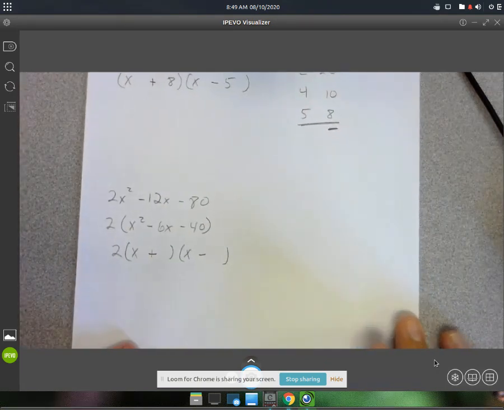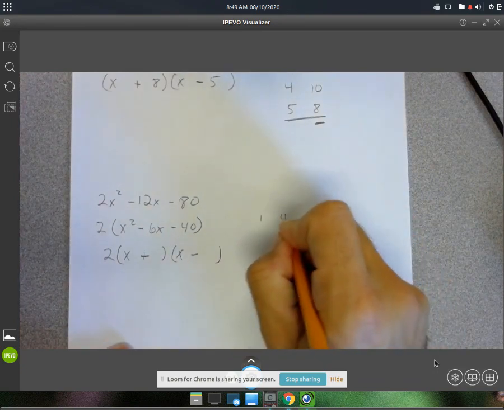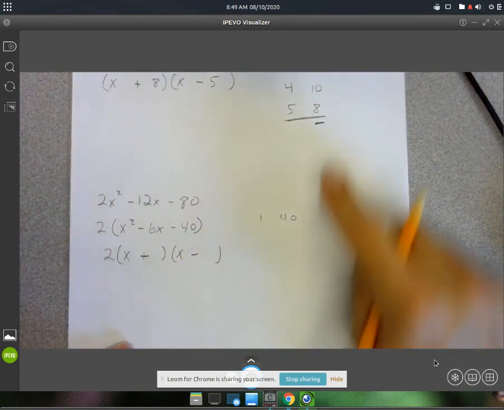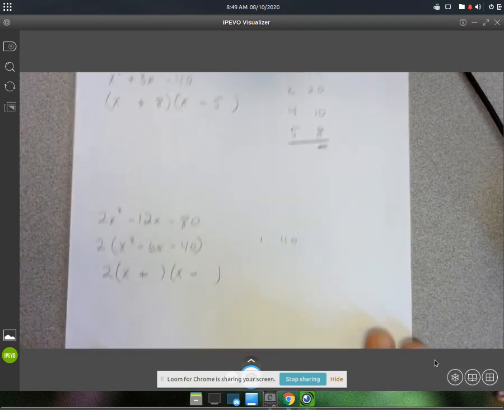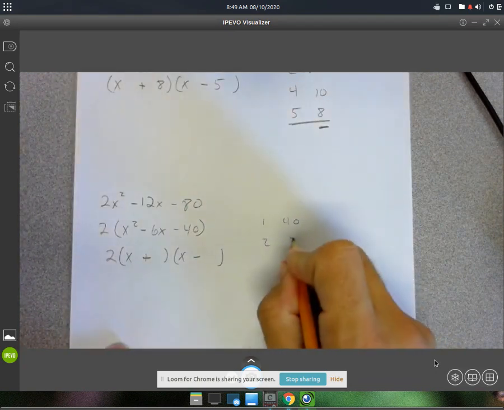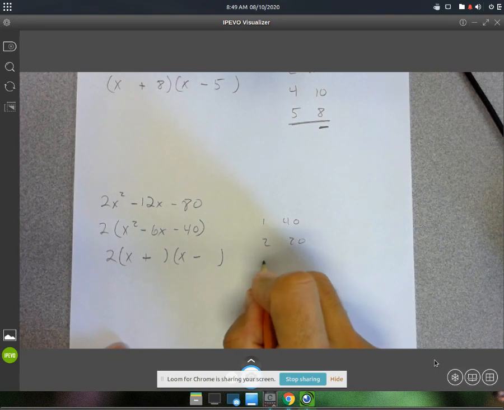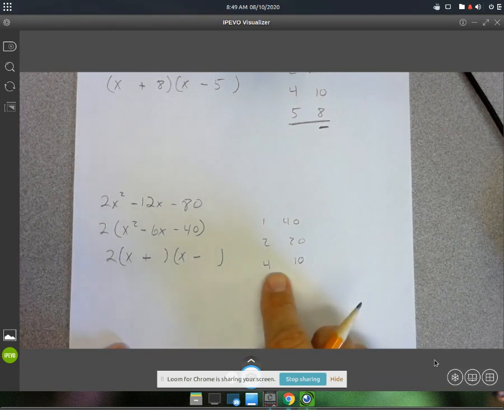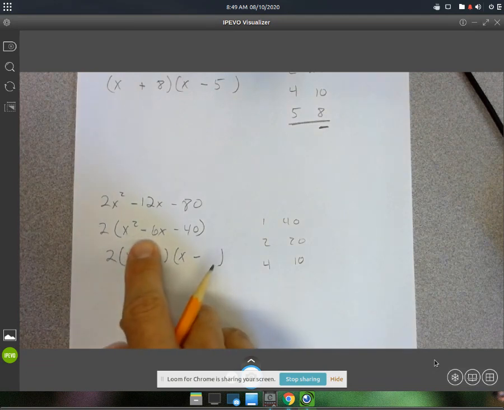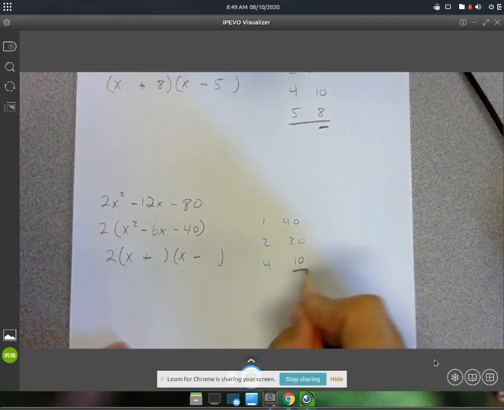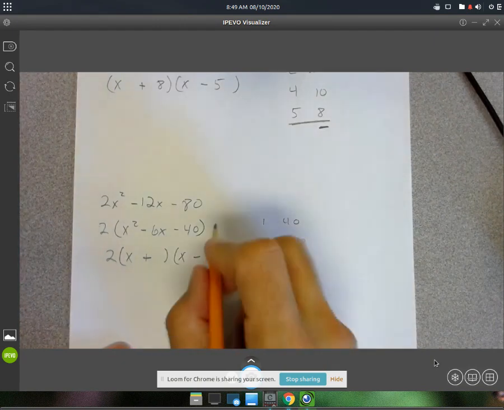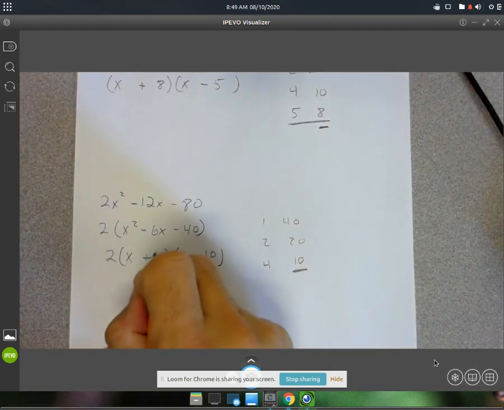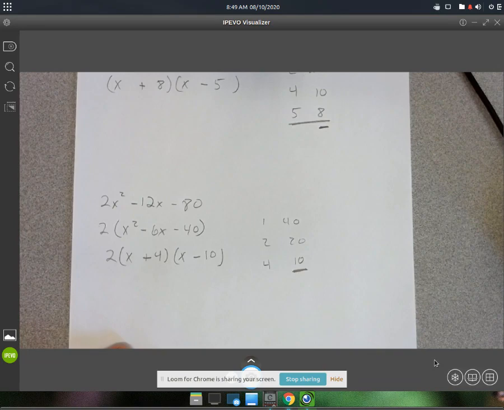All right. So we've got 1 and 40. Oh wow, we got the factors up here already, don't we? 1 and 40, 2 and 20, 4 and 10, and that will do it. All right. These numbers multiply to give us 40, and they subtract to give us 6. All right, because the 6 is negative, that means the bigger number has to be negative. So we'll put the 10 here and the 4 there. All right, that's it for this one.